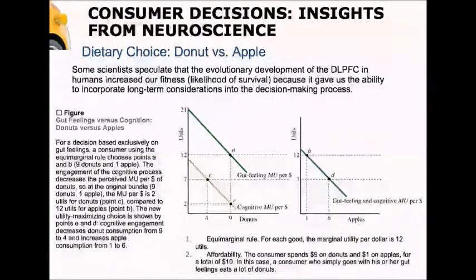If that's the case, then if we continue consuming 9 donuts and 1 apple, then our marginal utility per dollar will not be equalized anymore. The marginal utility per dollar of donuts is only going to be 2. So we have to shift away from eating donuts up to point E. We shift towards eating more apples down to point D, where the marginal utility per dollar is equalized at 7 across the two goods. So if we exclude the cognitive decision-making process from eating donuts, we would eat more donuts. The more we think about it, the fewer donuts we end up eating.